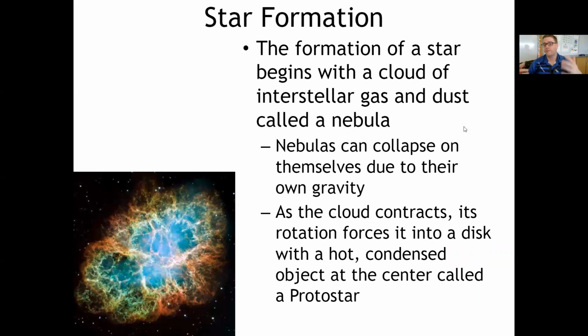Star formation, how does it form? It forms in one of these large clouds pictured down here in the bottom left that are really pretty. This cloud of interstellar gas and dust is what we call a nebula. Nebulas can collapse in on themselves due to their own gravity, and it starts condensing within itself. As that cloud condenses and contracts, it begins to rotate, and that rotation forces it into a disk that's really hot. As it continues condensing and rotating, we can get what's called a protostar.